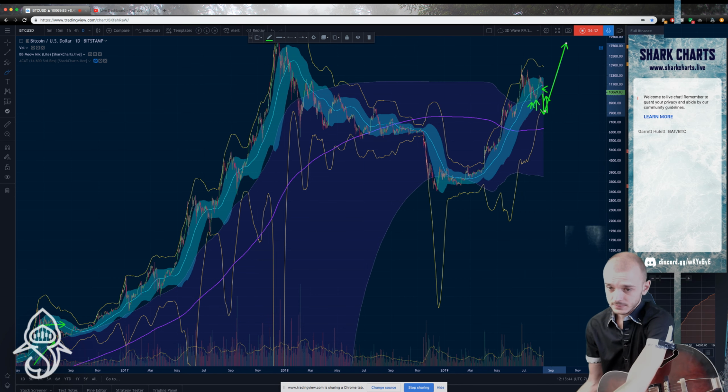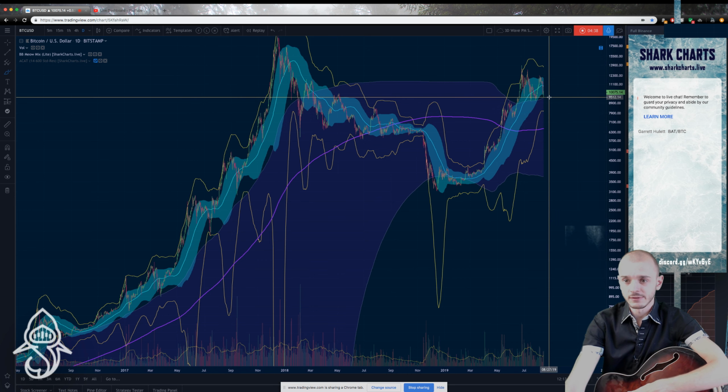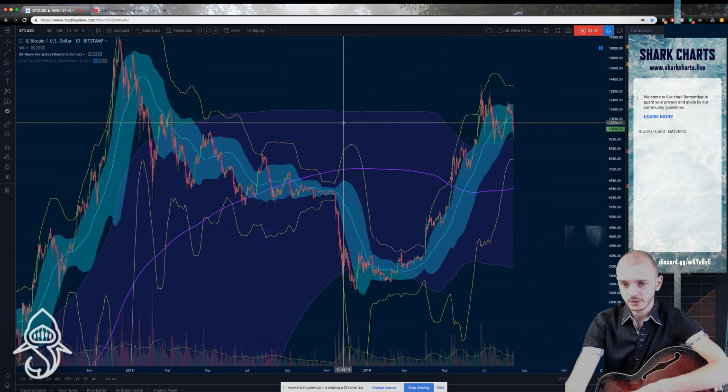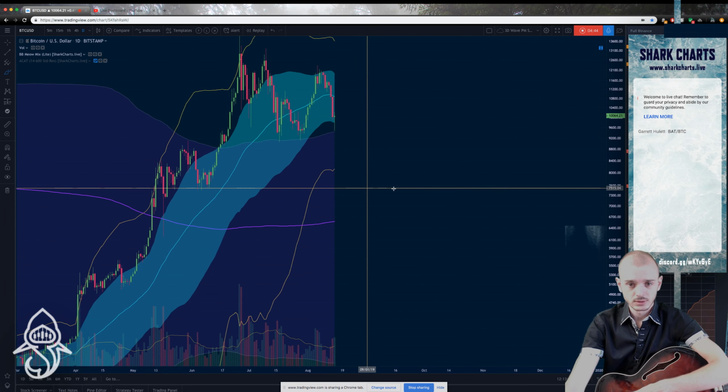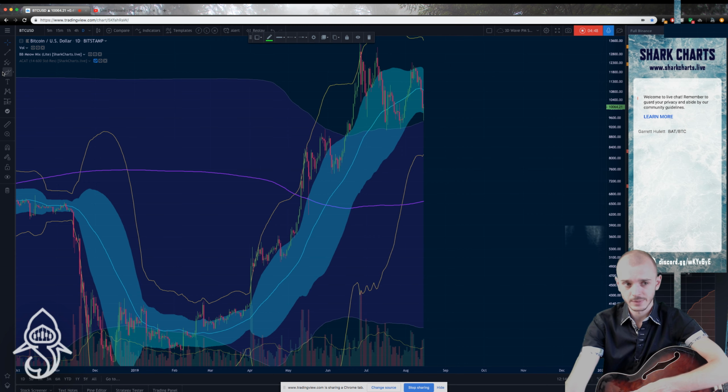So, really, risk. Entering on that 9,500, that would have been perfect. Too bad I didn't do it. Oh well. There is always the next time it bounces. Of course, if we actually plunge through this, then we're going to have to make a new prediction.